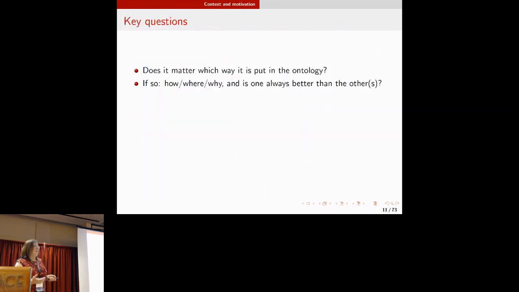Key questions that arise then, because we know there are some of those differences intuitively, and they can be hand-waved, but what we really want to know is, does it matter which way you represent it in an ontology? If so, how, where, why? And would one way always be better than the other? Could we be talking about a better way, an absolute case of that?